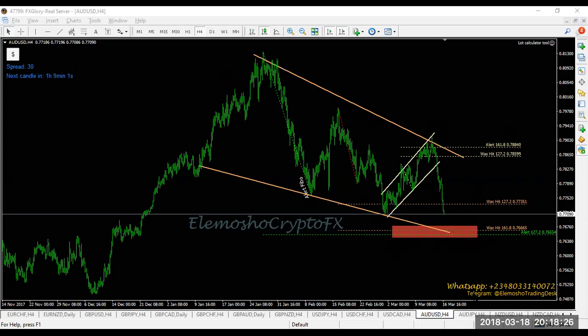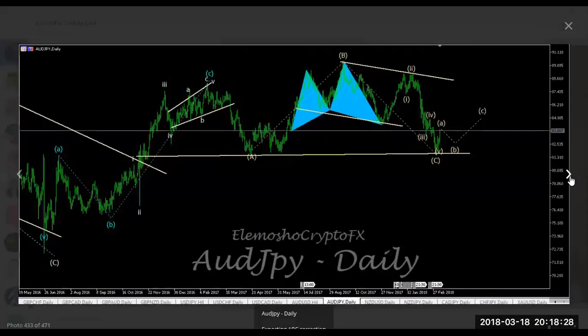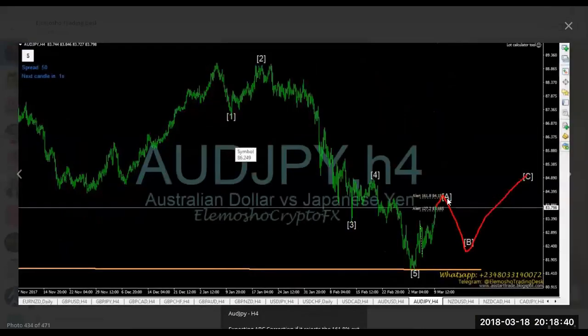For the next one on the line will be the odd yen. For the odd yen, I told you guys that price has made the A and it's supposed to correct for the B before it made the final C impulse. And on the 4 hours time frame, this is where the A is supposed to end. Then we are now supposed to come down for the B and for the C. So let's just look at what price eventually did.